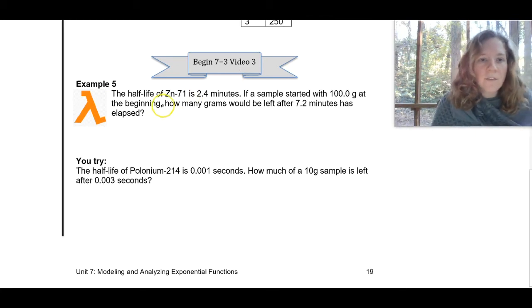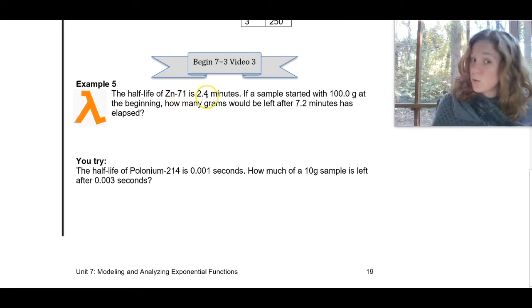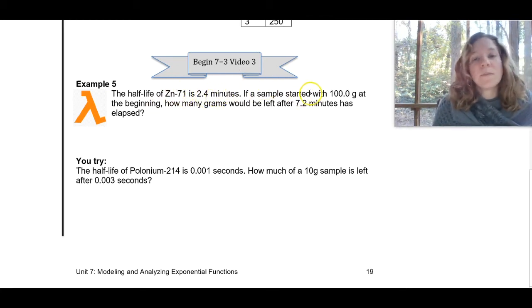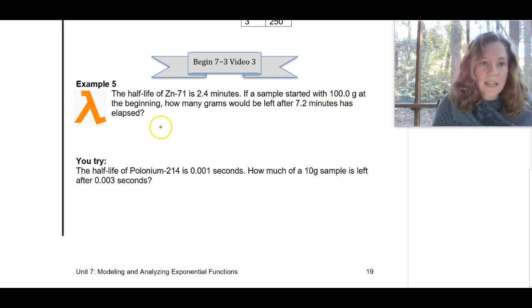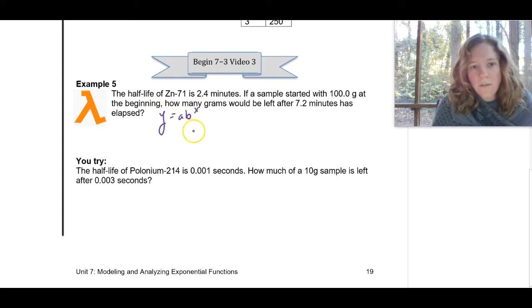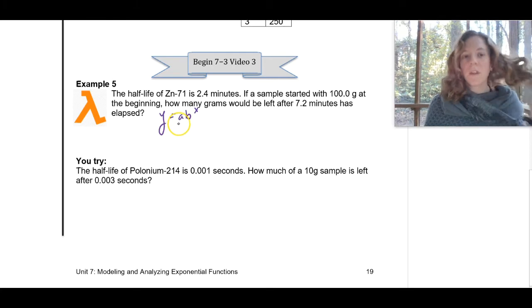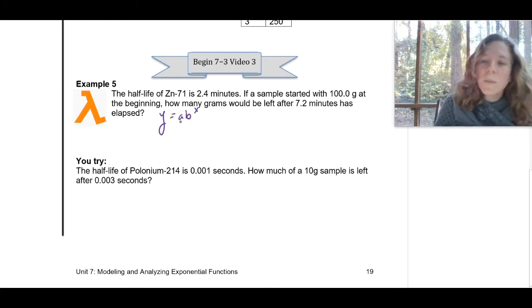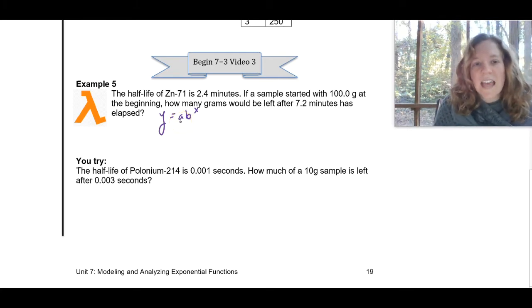So the half-life of zinc-71 is 2.4 minutes. If a sample started with 100 grams at the beginning, how many grams would be left after 7.2 minutes has elapsed? Okay, so I'm still going to use this same general form of the function. But in a half-life problem, there's still two pieces of information you need. It's this x that sometimes gives people trouble. So let's first just write our basic function.